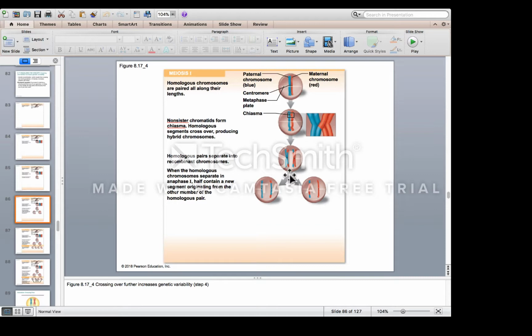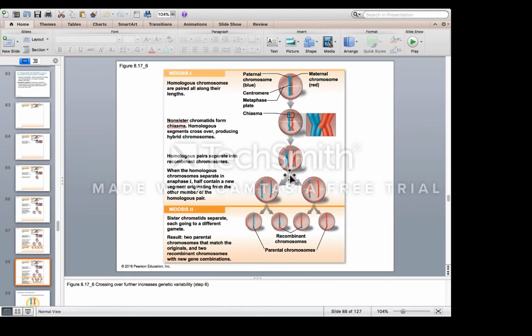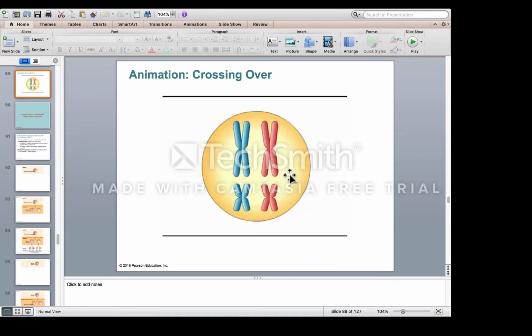Once they separate in anaphase 1, the sister chromatids each contain a new segment from the original member of the pair. Therefore, in meiosis 2, you get four genetically different haploid chromosomes. All right, so there are the recombinant chromosomes and there's the original parental chromosome. You get two recombinant chromosomes with new gene recombinations.